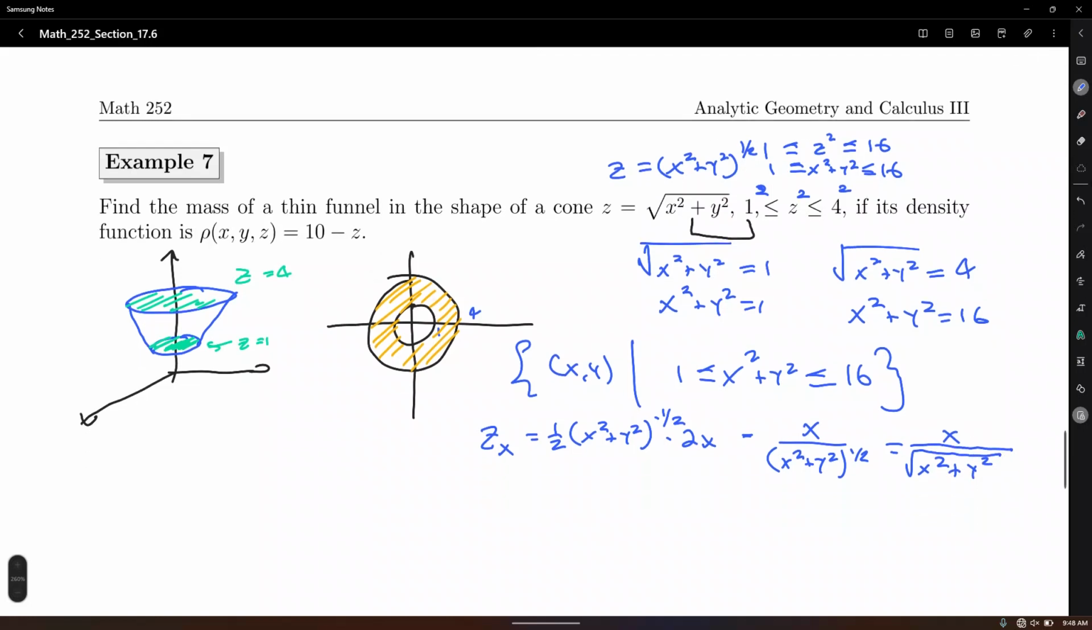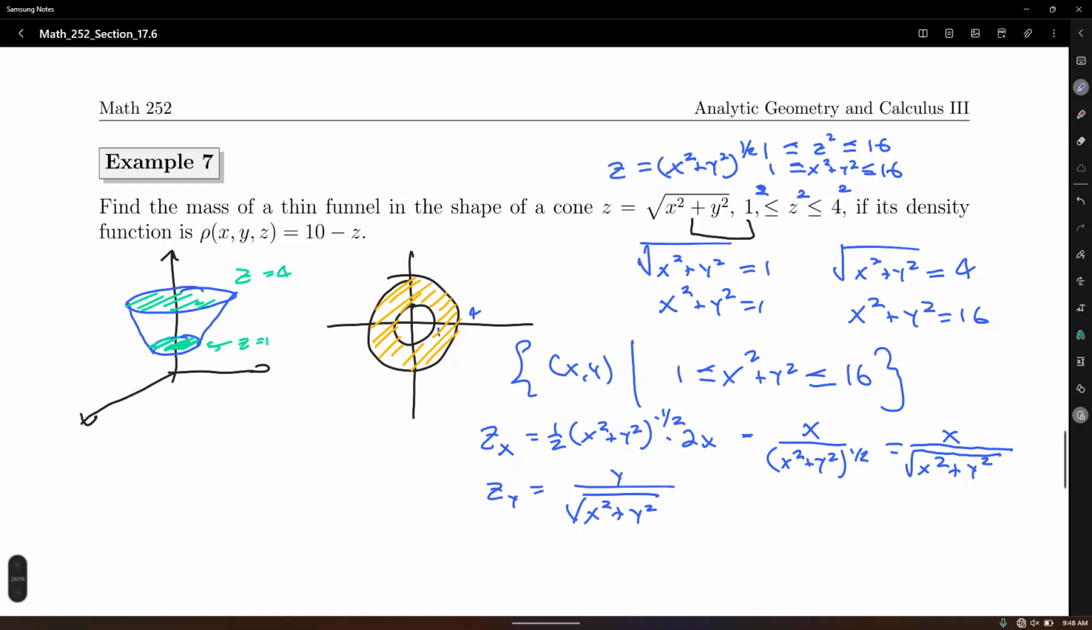All right. In a similar way, with respect to y, just change x's with y's. I mean, that's the square root of x squared plus y squared, the denominator of y. All right, let's set up this integral.